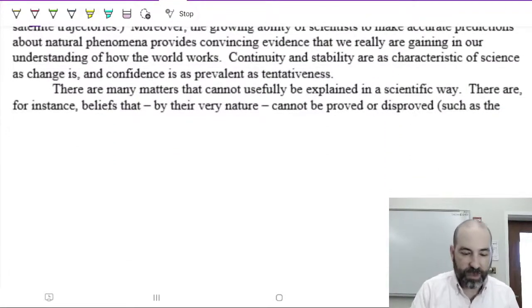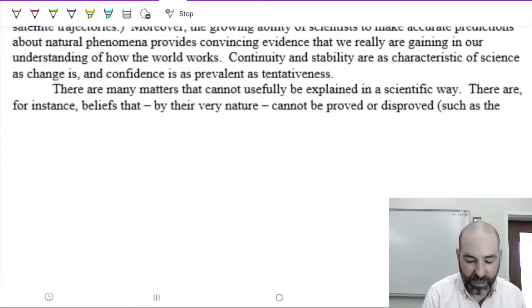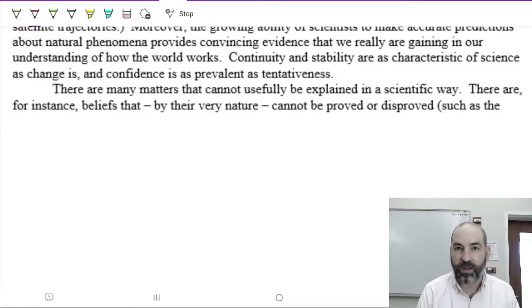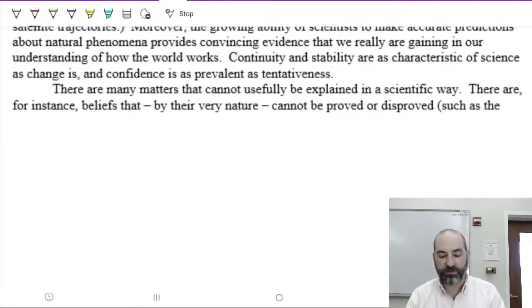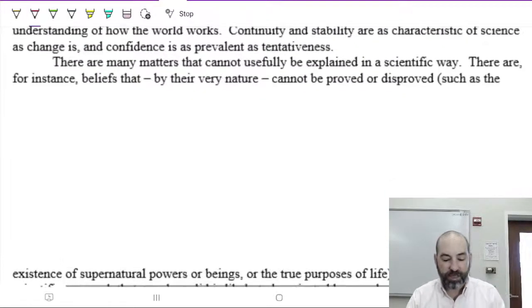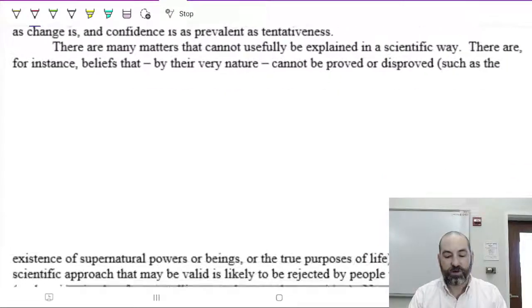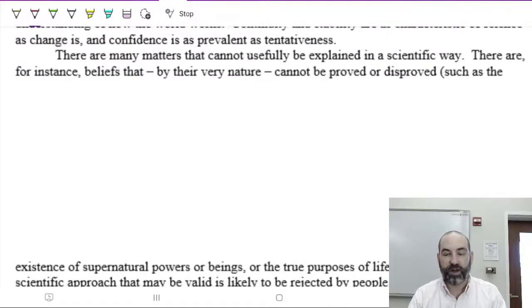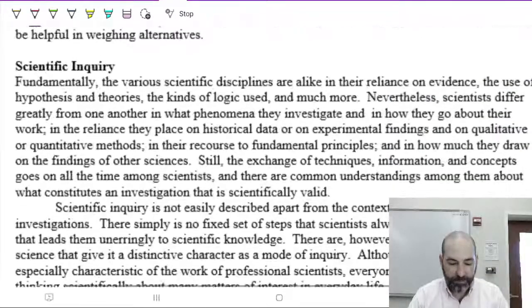And then, as Feynman said also, there are many matters that cannot usefully be explained in a scientific way. So the scientific method is only applicable to these things that can be shown or questioned in a particular way. Does this happen? Is this a cause and effect relationship? Does this exist? Does this not exist? But personal beliefs, like the purpose of life, is not something that is a scientific question, really. It's not meant to be answered in that way.